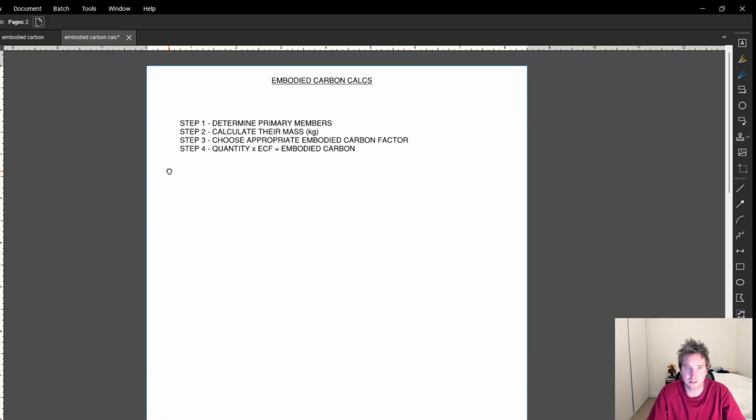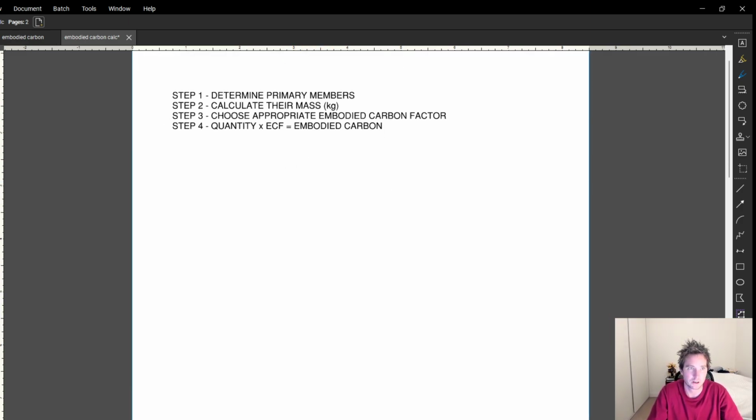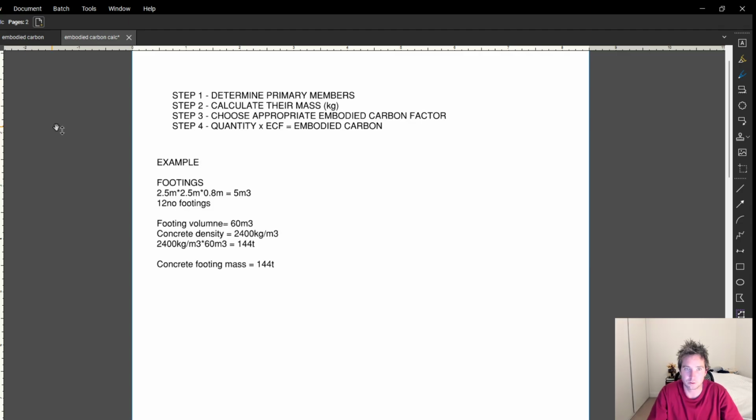Firstly, we need to identify what the primary members are. Then after that, we calculate their mass in kilograms. Then from that PDF that we download from the iStruct-E website, we choose an appropriate embodied carbon factor. And then finally, we simply multiply the quantity or the mass by the embodied carbon factor, and that's how we get our total embodied carbon. So let's run through a little example here.